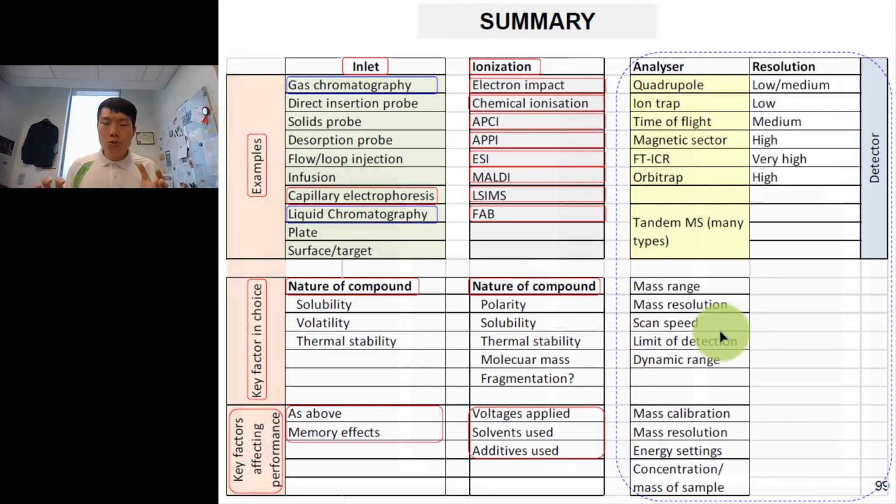And what you can change inside the detector is the mass range, do we want to detect a certain segment, how resolved it is, the mass resolution, the scan speed. The faster you scan, the lower the accuracy, but you can do more scans in a period of time. LOD, limit of detection, how far you want to go down in level. Is it 196.2, 196.23, or 196 for the mass spec value? You've got the mass calibration, resolution, energy setting, etc. Of course, the concentration and the mass of the sample. Many ways you can fine tune this part, so I leave it to you.